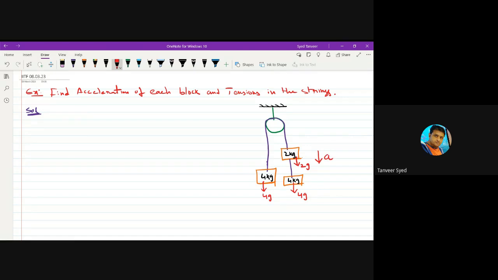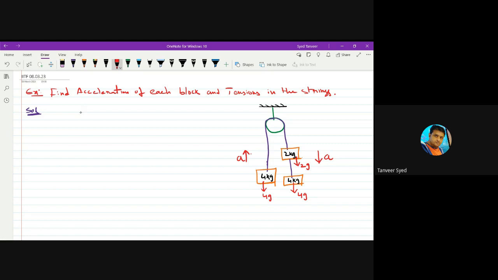Same acceleration, because unless otherwise stated in the question, all the strings are massless and inextensible. If the string is not stretching, if the string is not getting extended, then each and every point on the string has to move with the same acceleration. So the blocks should also move with the same acceleration, a downward on the right side, and the same acceleration a in the upward direction on the left side.